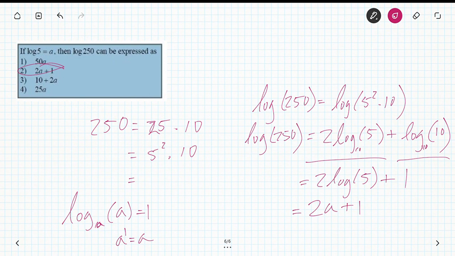Alright, now this video is actually a lot more complicated than the last one. It requires a little bit more of that puzzle thinking, but hopefully this video helps you and you can reference back to it if you ever want to review properties of logarithms.